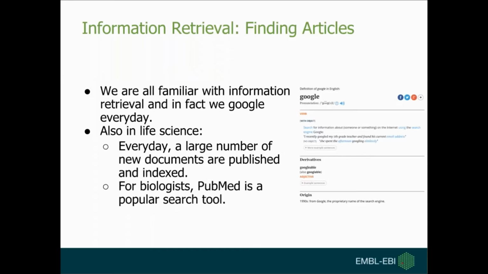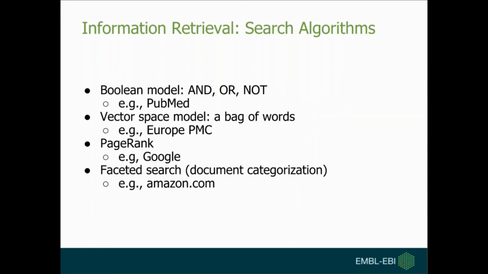Also in life science, every day, a large number of new documents are published and indexed, and PubMed is, for example, one of those popular search tools for biologists. In information retrieval, there are several search algorithms, such as Boolean model, vector space model, PageRank, and faceted search, which is more like document categorization.